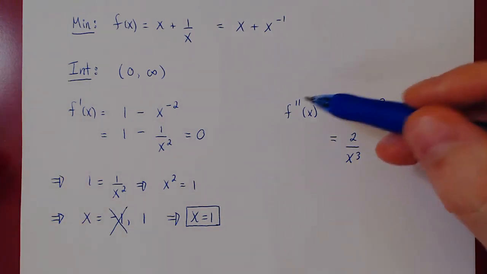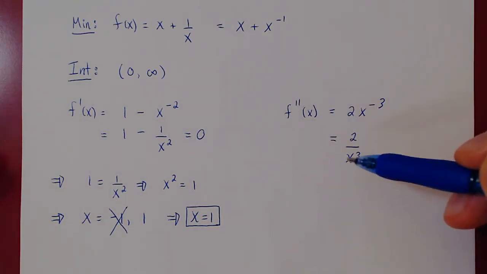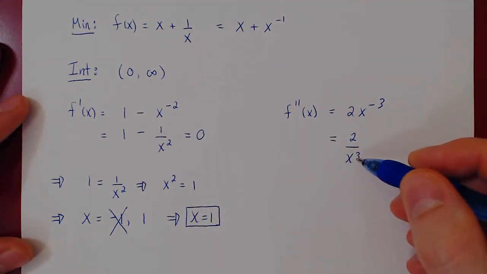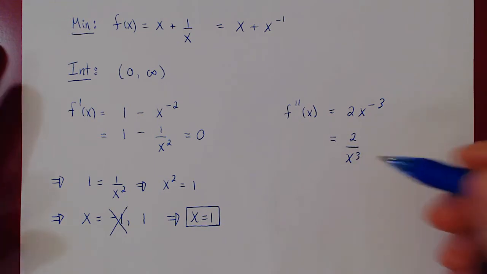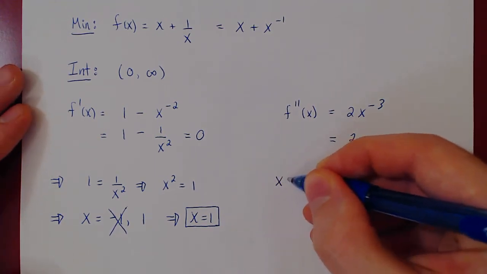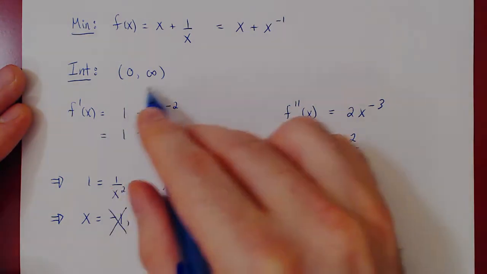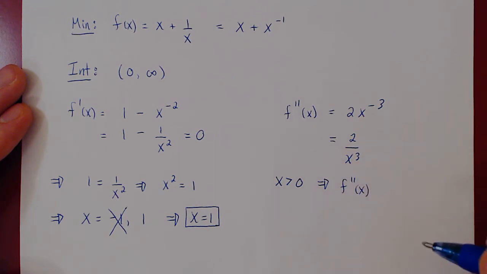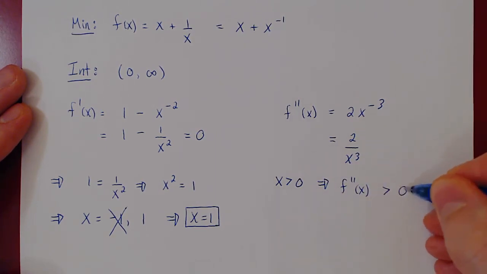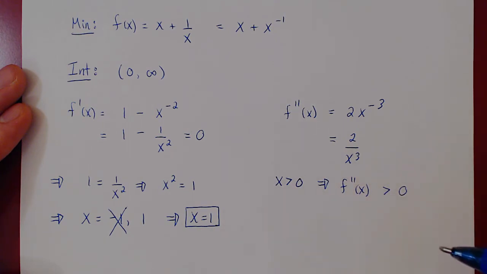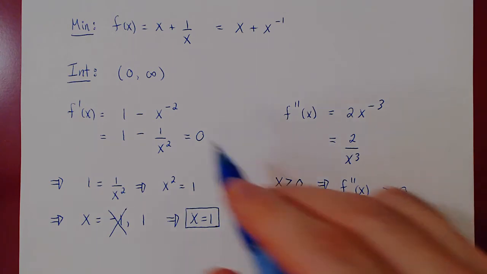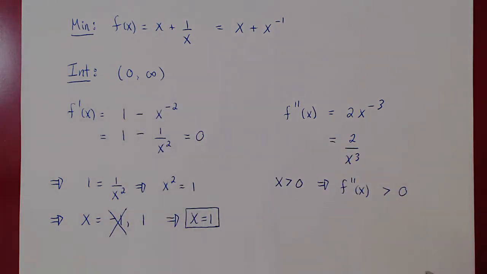If you notice, we have our second derivative here, 2 over x cubed, and because x is always positive, x cubed is always positive, therefore 2 over x cubed is always positive. Because x is only allowed to be strictly positive, the second derivative at any given positive value of x is also positive. If the second derivative is positive for every value inside of our interval, the curve is always concave up.